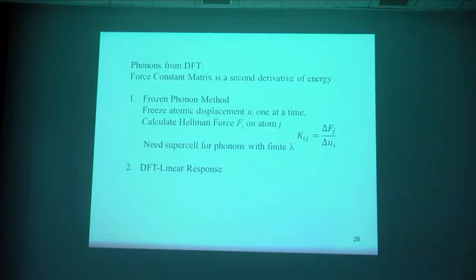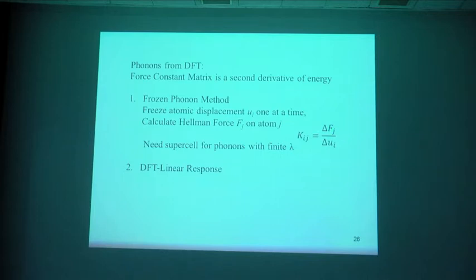Okay, so to calculate phonons from DFT, you basically need second derivatives. And there are two classes of methods to calculate phonons. One is called the frozen phonon method. In this case, you freeze atomic displacements u_i one at a time, calculate Hellmann-Feynman forces on every other atom, and then this K_ij matrix, the spring constant matrix, is basically given by the change in the forces divided by the change in the atomic distances.